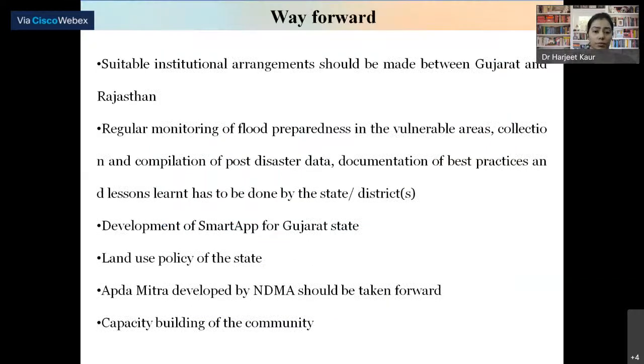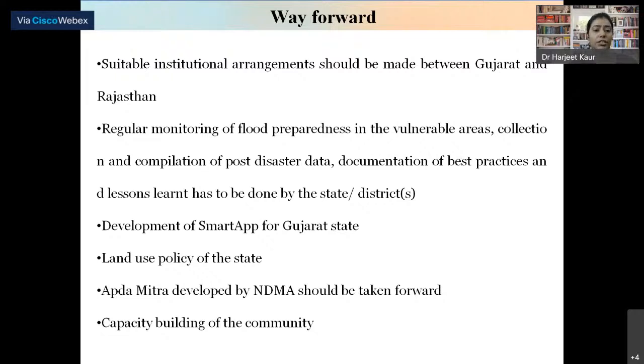So the way forward from my presentation is, we recommend suitable institutional arrangements between Gujarat and Rajasthan state. Regular monitoring of flood preparedness in the vulnerable areas, and collection and compilation of post-disaster data. As my previous speaker Mr. Dhillo also mentioned in the challenges, we are lacking the data. So here we also recommend compilation of post-disaster data.